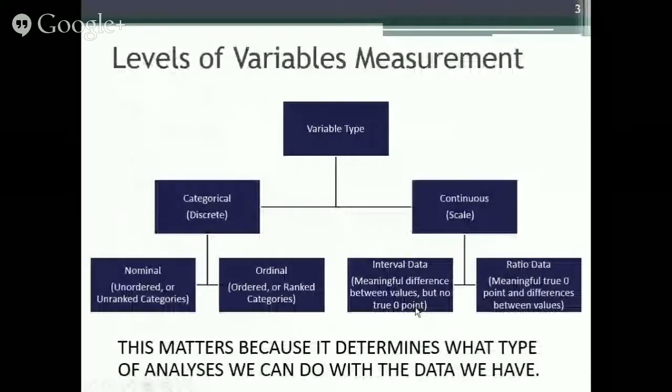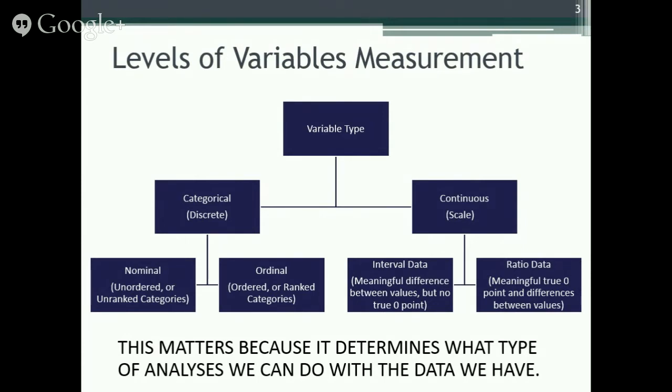Again, I'll bring a little bit of a recap back for you. Again, levels of variable measurement. Categorical, continuous. Categorical has nominal and ordinal. Continuous has interval and ratio. In SPSS, we can choose between nominal, ordinal, or continuous variables. And SPSS calls continuous variables scale variables.